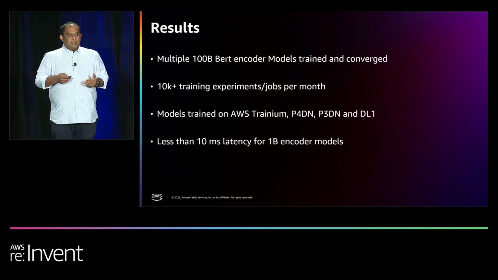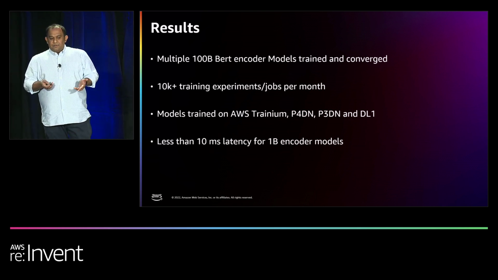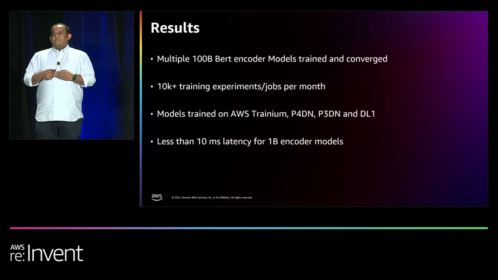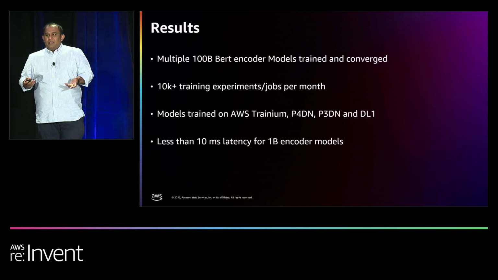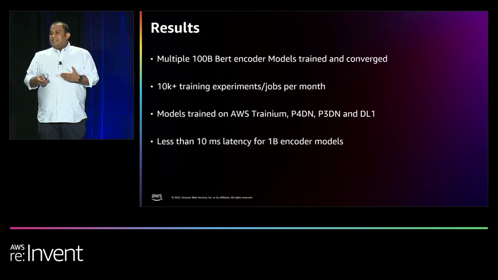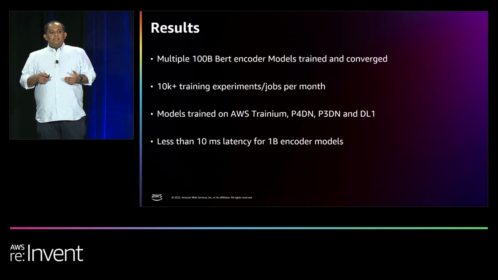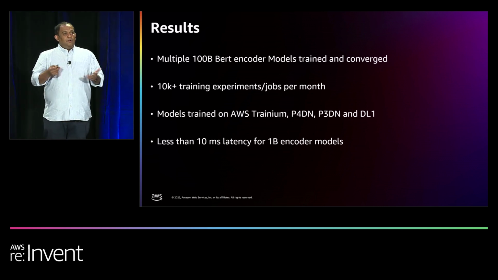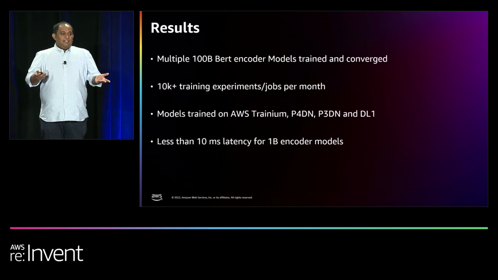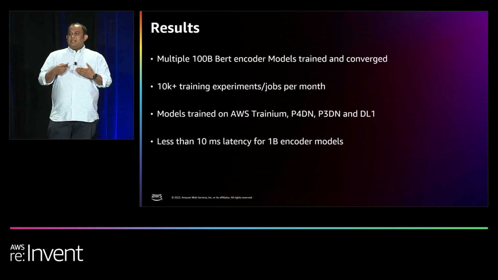Not only converging them, we are able to train multiple 100 billion models to try different hypotheses. Everything was done on AWS hardware, and the capability that they gave us for experimentation was pretty high. The second thing that we enabled in our team was close to 10K experiments, or jobs, a month. This enabled our developers to try new ideas and new hypotheses, and then close down whether it's a fact or just an idea.